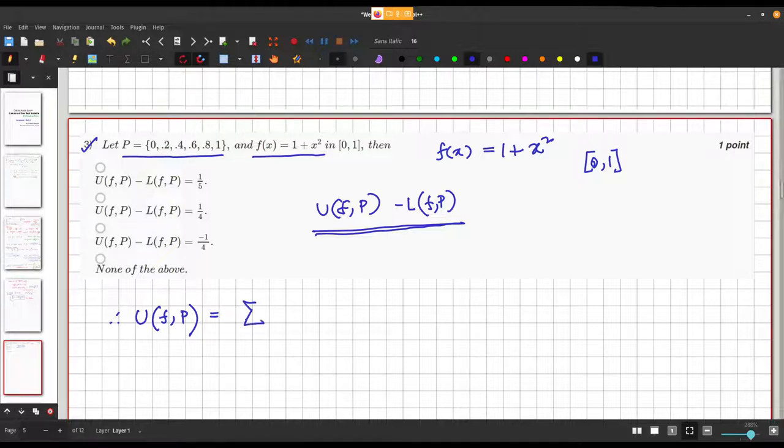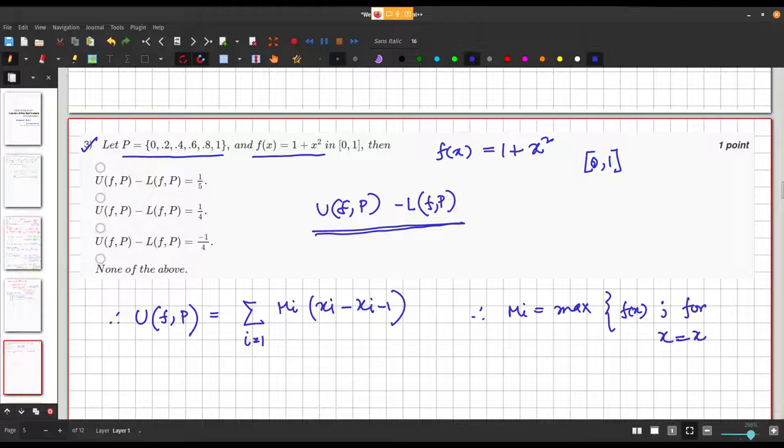So this is a summation of mi times xi minus xi minus 1, where we iterate over i. And how we got mi is the maximum of f(x) for when x takes these two values. So what is the maximum of f(x)? That is given by mi.